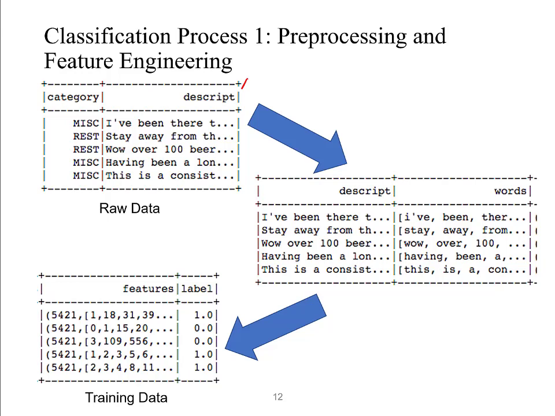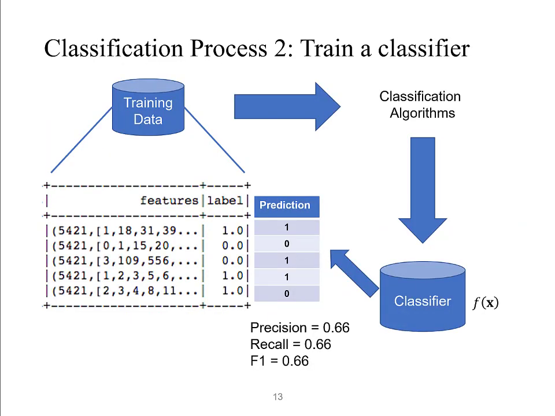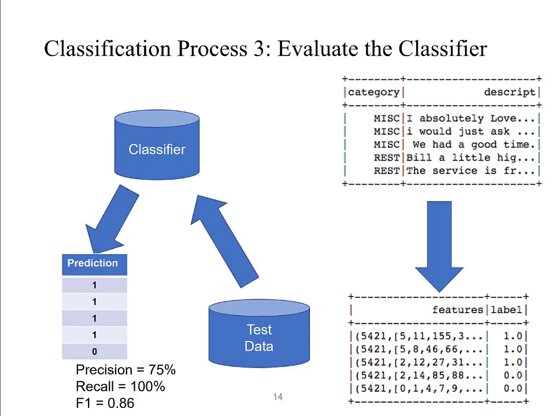Well, welcome back. Now let's look at the classification process in detail. So we divided the classification into three steps. The first one is pre-processing and feature engineering. So basically, you generate the feature vectors. And the second step would be to train the classifier. And the third one is to evaluate a classifier.